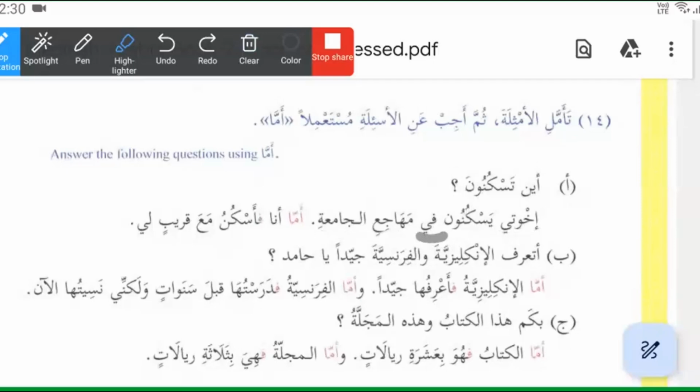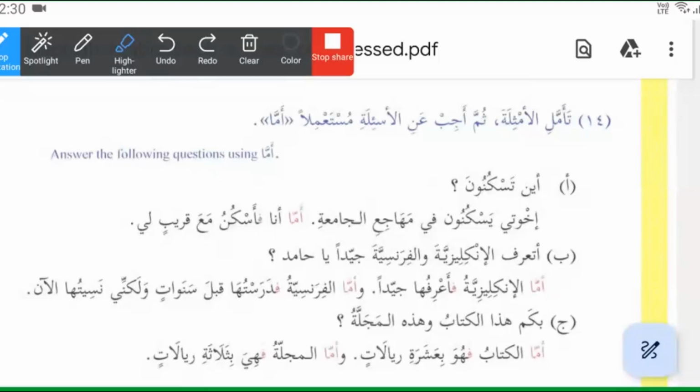Fi is harf jar, that's why mahaji is muzaf, and jamiati is muzaf ilay. So university hostel, or we say this. Then the statement continues, amma, as far as, ana, I am, fa askunu, I am staying, ma karibin li, with my relative.